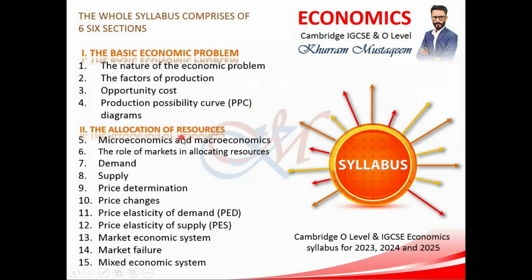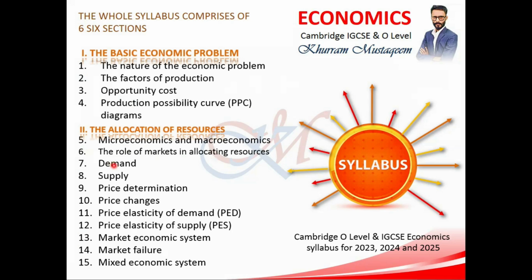Micro talks about individual capacity, an individual firm, an individual person. Macroeconomics talks about the whole economy, the aggregate of all firms, like an industry. The role of the market in allocating resources: there are various markets for producing any particular commodity, and they have different attitudes, dimensions and dynamics to allocate their resources. There is a very important concept of demand.